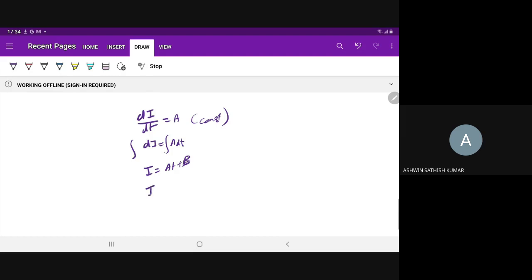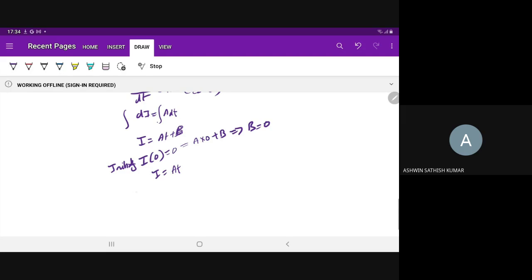Now it is given that at t = 0, inventory is 0, so 0 = A·0 + B, which implies B = 0. So I becomes A into T. It is given that I(b) = IMAX, so from here we have AB = IMAX.